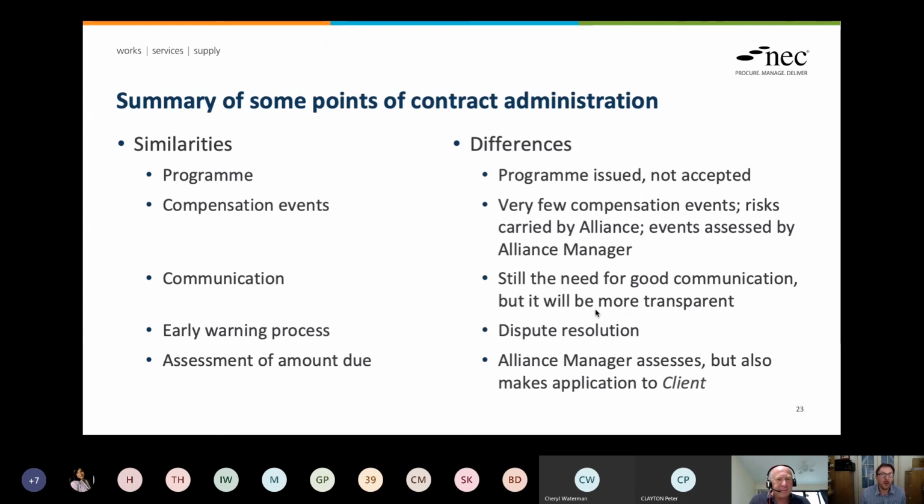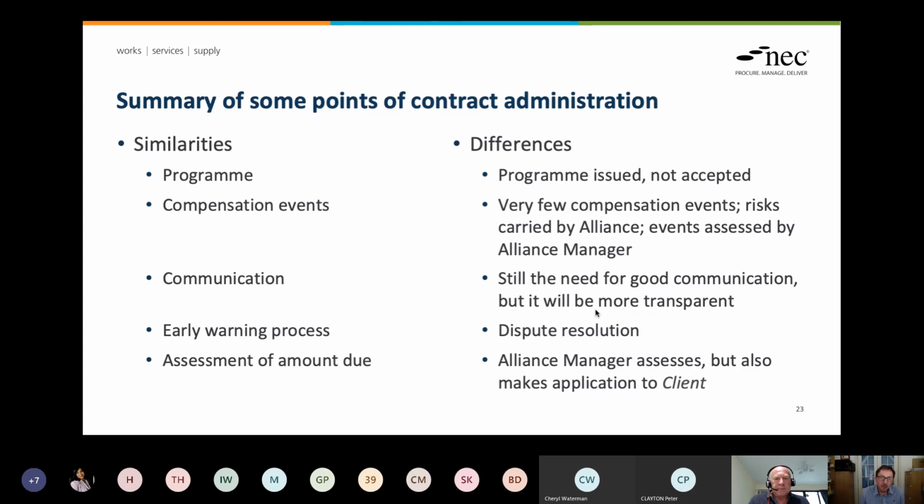I think when we're talking about similarities and differences, we're talking about general, maybe ECC stuff. That's right. So of course the Alliance contract, like other contracts, has a program, compensation events, communication, early warnings, and of course a payment process. But there are a couple of slight differences, in that there's no acceptance of a program. The Alliance program is what it is, and hopefully it achieves what the Alliance Board wants it to achieve.